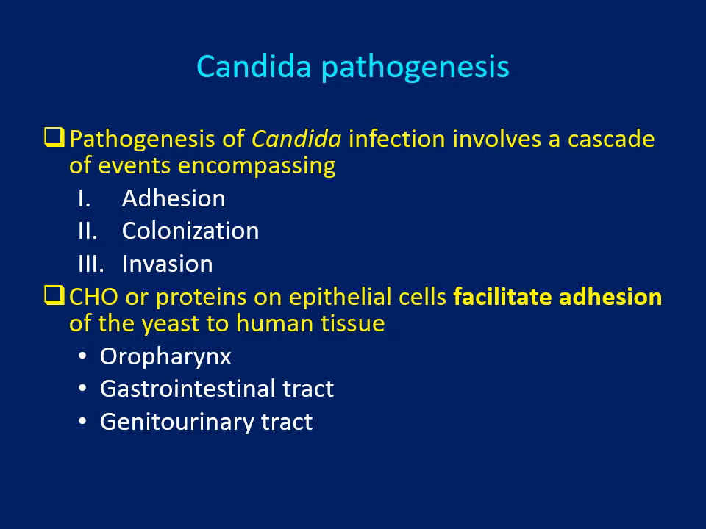In order for Candida to produce an infection, a cascade of events is involved. The Candida has to adhere initially, it has to colonize, then it has to invade. Carbohydrates or proteins on the epithelial cells facilitate adhesion of the yeast to human tissue. This is what we usually see in the oropharynx. Oropharyngeal candidiasis is very important. In the gastrointestinal tract, invasive Candida esophagitis is very important, and in the genitourinary tract, genital Candida infection is also very important.